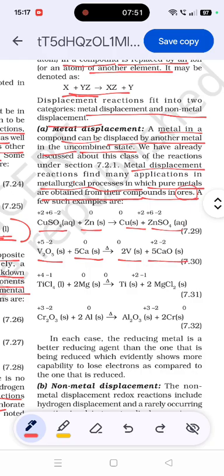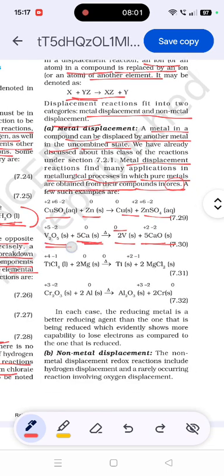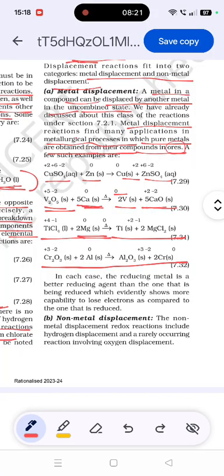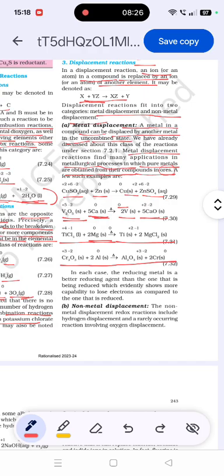Here vanadium's plus 5 is changed to 0, and calcium's 0 is changed to plus 2. Here calcium is replacing vanadium from its compound. Then magnesium is the reducing agent. It is replacing titanium from its compound. This is also a displacement and also a redox reaction. Aluminium is replacing chromium from its oxide. So all these are examples of metal displacement, and that can be considered a redox reaction.